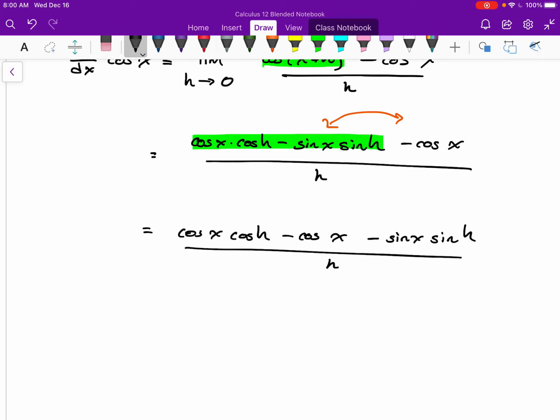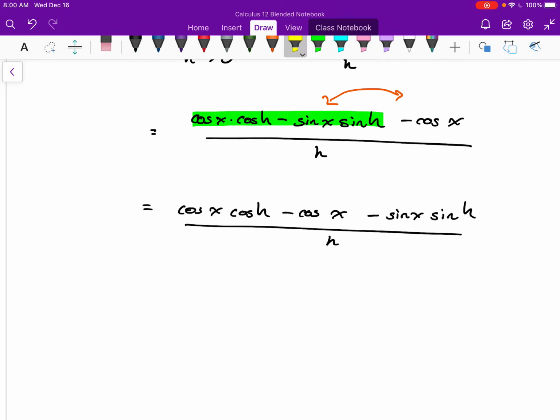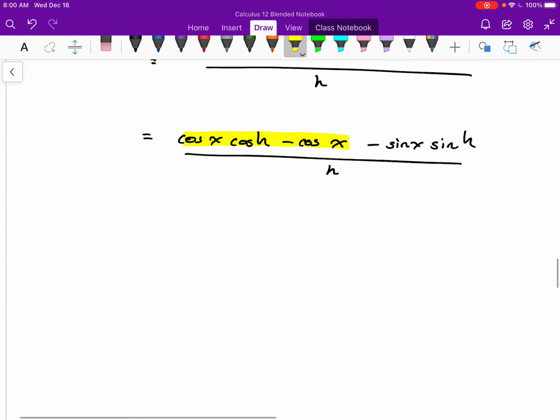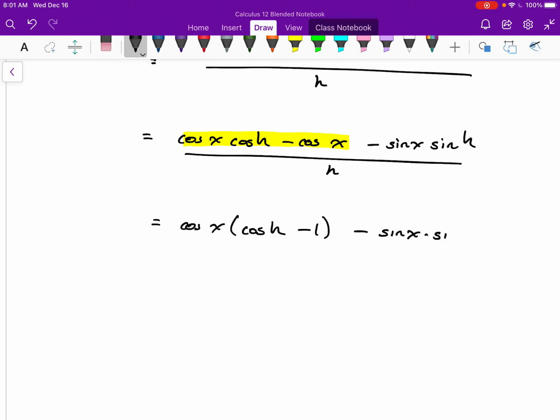Okay, I just switch those two terms around. Now, if I look at these two terms here, I can take a common factor of cos x out. And why is that helpful? Because I'll start to see the form of one of those limits up there. So take a factor of cos x out. I have cos h minus 1 right here, minus sine x times sine h, all over h.